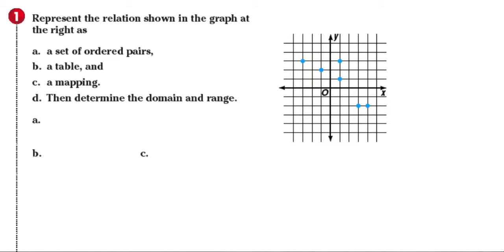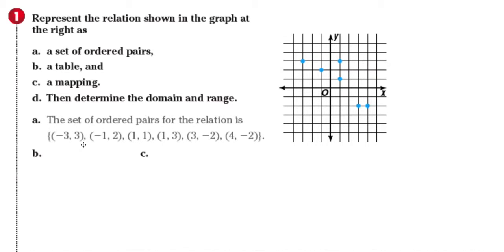In example 1, represent the relation shown in the graph at the right: A, as a set of ordered pairs, B, as a table, and C, as a mapping. Then determine the domain and the range. So, set of ordered pairs for A. These are your set of ordered pairs: (-3, 3), (-1, 2), (1, 1), (1, 3), (3, -2), and (4, -2). So these are all your ordered pairs in that particular graph.